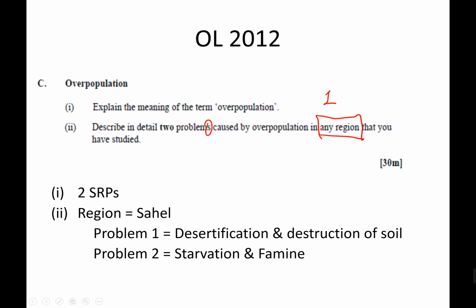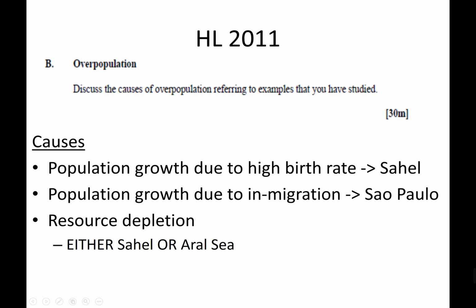Alright. Higher level 2012. Discuss the causes of overpopulation, referring to examples. So causes on examples, very important. Start by defining overpopulation in at least 2 SRPs. Okay, causes plural, population growth because of high birth rate is one cause. Your example is the Sahel. Second cause, population growth because of immigration. Explain what happened in Sao Paulo. And the third cause is resource depletion. You can either stick with the Sahel and explain how the resource was depleted there, or you can move on to the RLC.